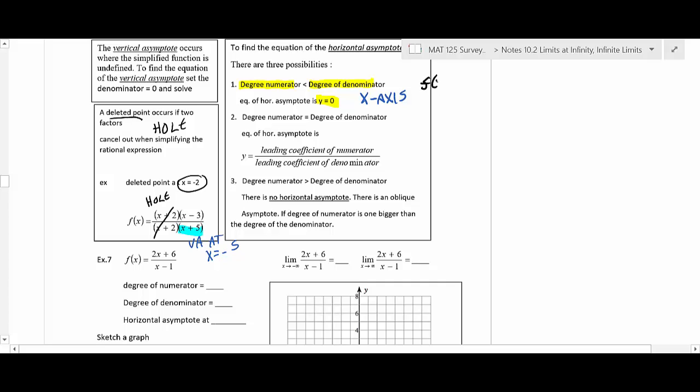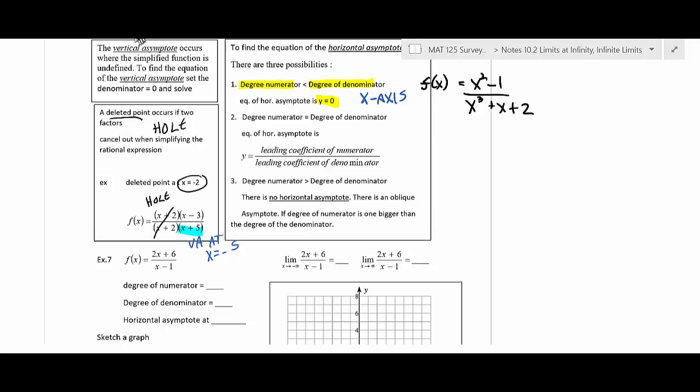An example would be f of x equals x squared minus 1 over x cubed plus x plus 2. From your background, you need to know what a degree is. The degree of the numerator is the highest exponent. That's 2, right? What's the degree of the bottom? 3. Since 2 is smaller than 3, that means y equals 0 is the horizontal asymptote. We'll talk about what that means in just a minute.